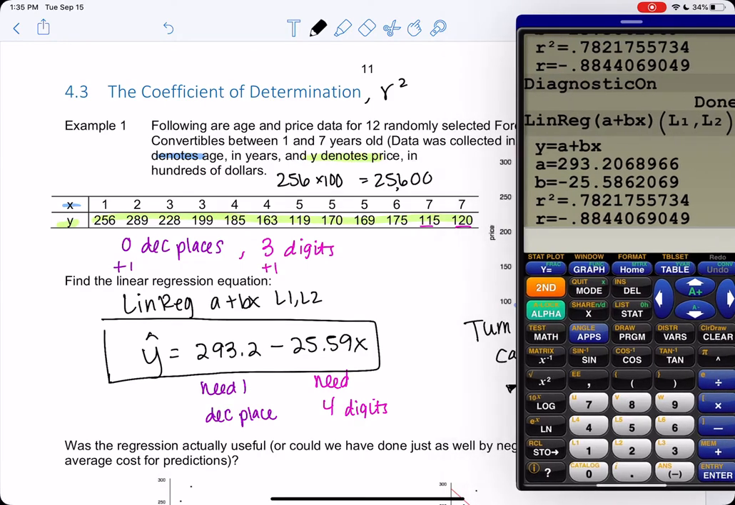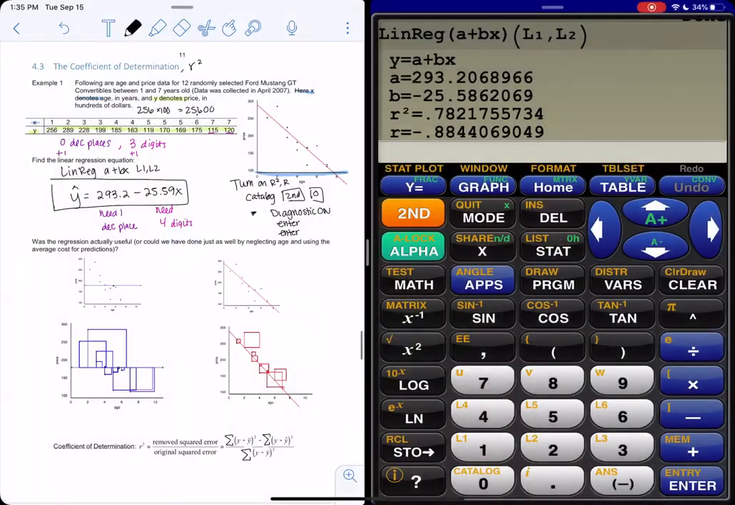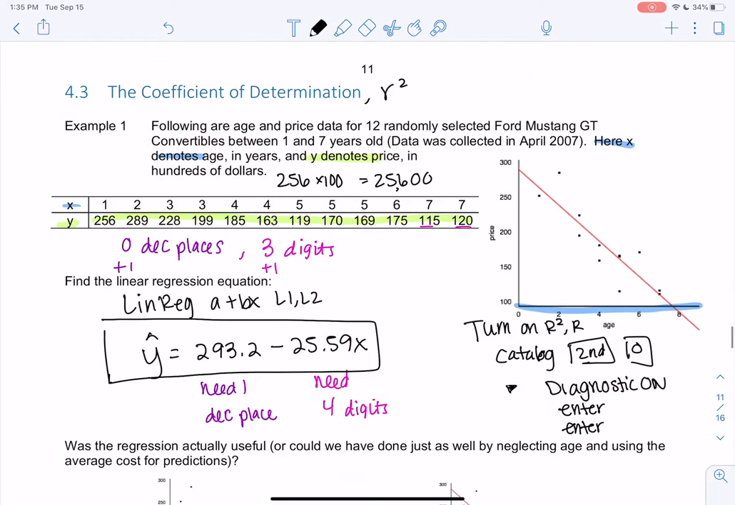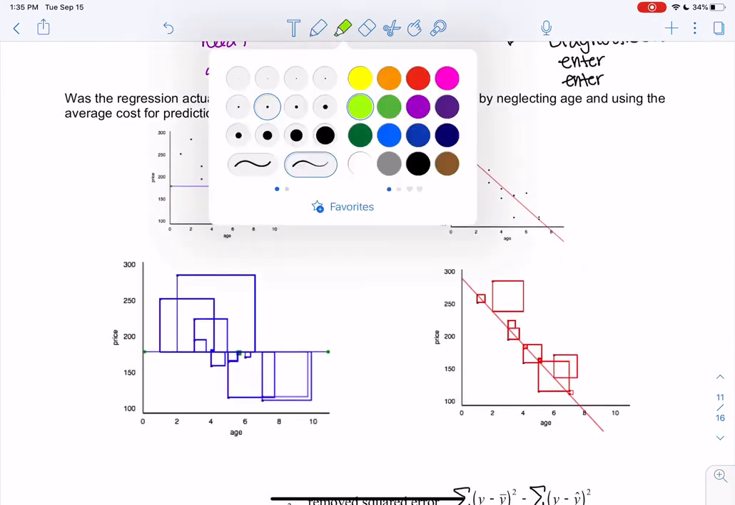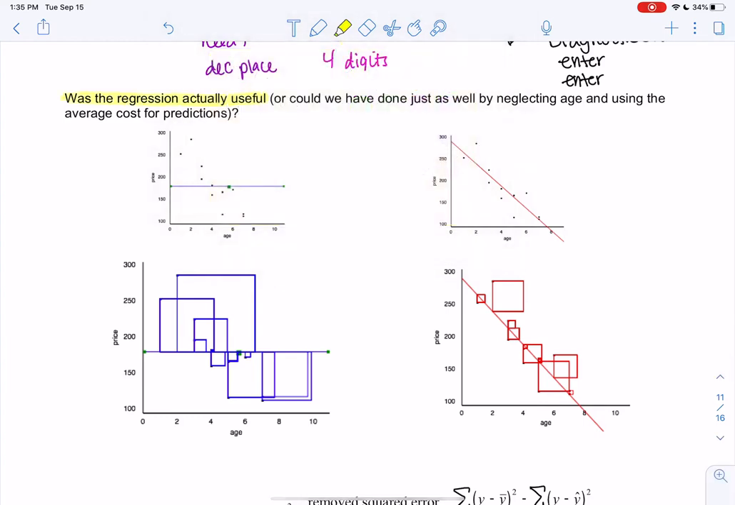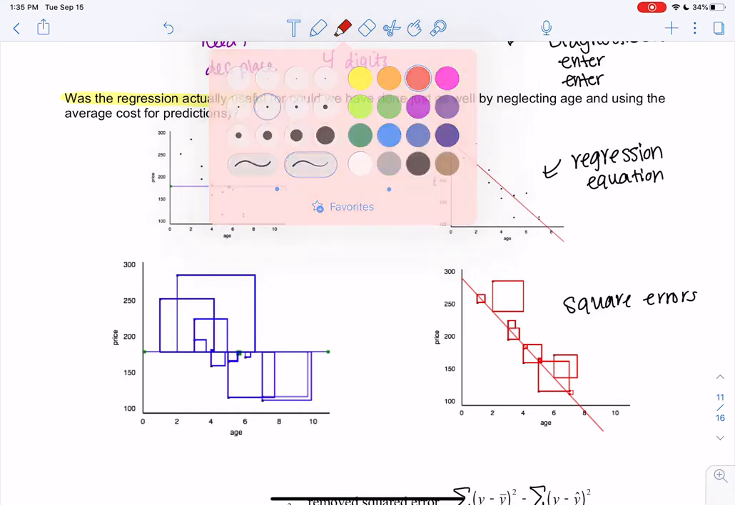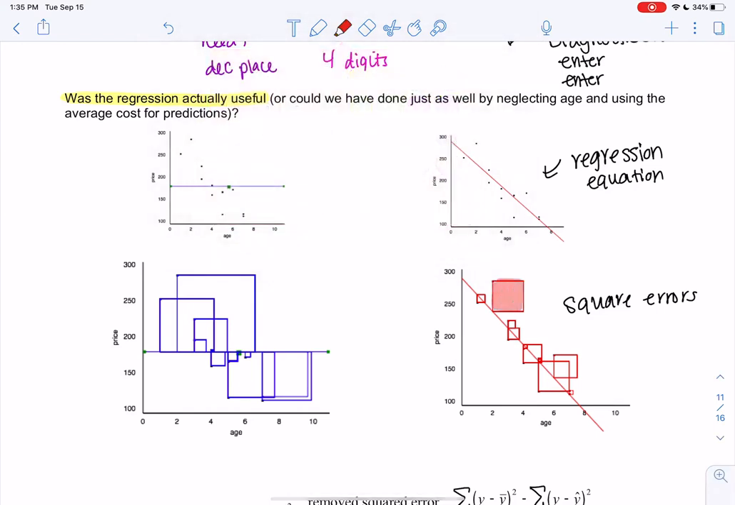Cool. So let's look at where they're coming from, and then we will interpret them. A big question we might have when we're doing regression is, was it actually helpful? Was it useful to do regression? So on the right side I put the regression equation for the Mustangs. I graphed it. It's the red line. And then I found the square errors that we were talking about last section. So let's fill those all in red. We're going to look at the sum of the square errors in a second.